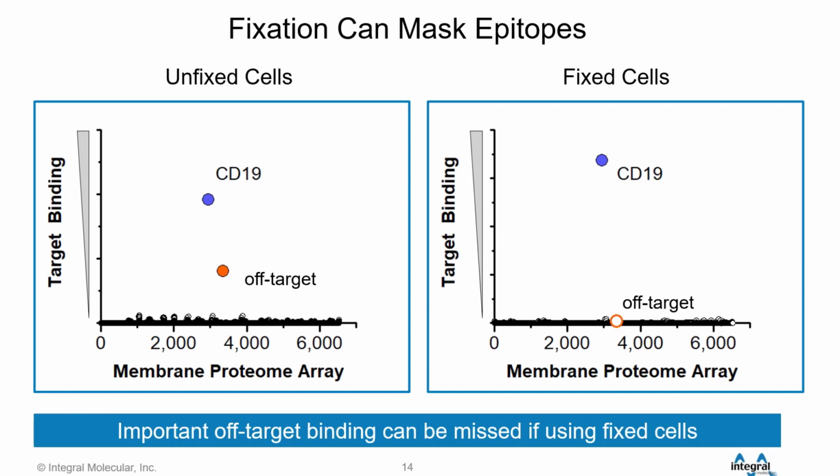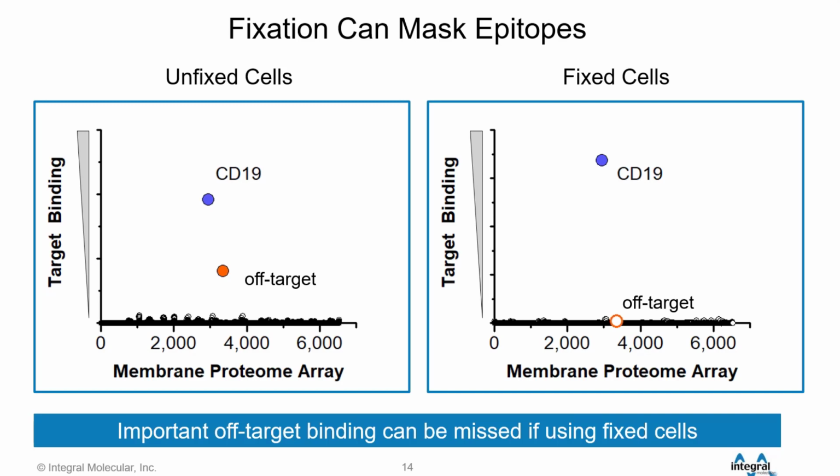Perhaps the most important feature of the membrane proteome array is the fact that we perform all of our screens on unfixed cells. We know that fixative reagents can mask epitopes, which really causes you to run the risk of missing an important interaction. Shown here are 2 head-to-head experiments where we tested a CD19 antibody on the MPA, first on unfixed cells, which is our standard protocol. This is shown on the left-hand side. And in this study, we identified binding to an off-target protein, so an immunomodulatory protein that you would definitely want to know about before this antibody goes into humans.